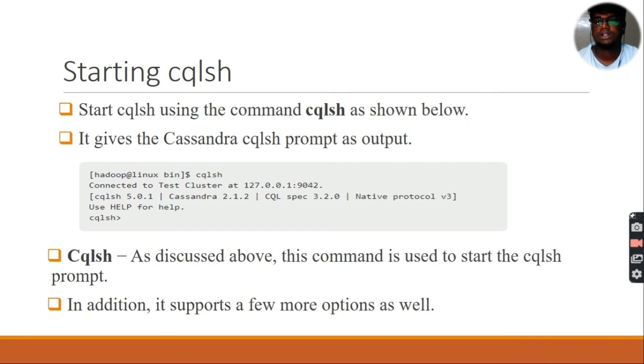Next page. Starting CQLSH. It gives a Cassandra Query Language prompt. It's like a command prompt. Okay, so some commands are there. There is a version command, and a help command. CQLSH, as I described above, is the command used to start the shell. In addition, it supports a few more options as well. So we will see.